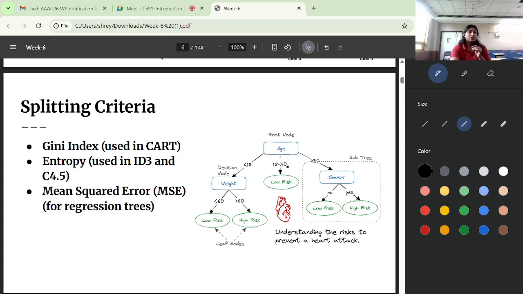So here one example is given to you. For example, at the root node, you can see one attribute, age. Now it is split into 3 parts. Observe this: maybe the age is in the form of labels, low, medium and high. This is low age, this is medium age, this is high age. Then it will be very clear.